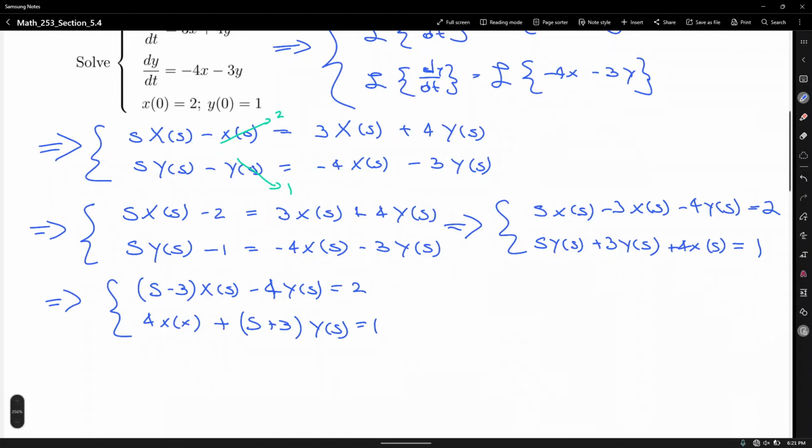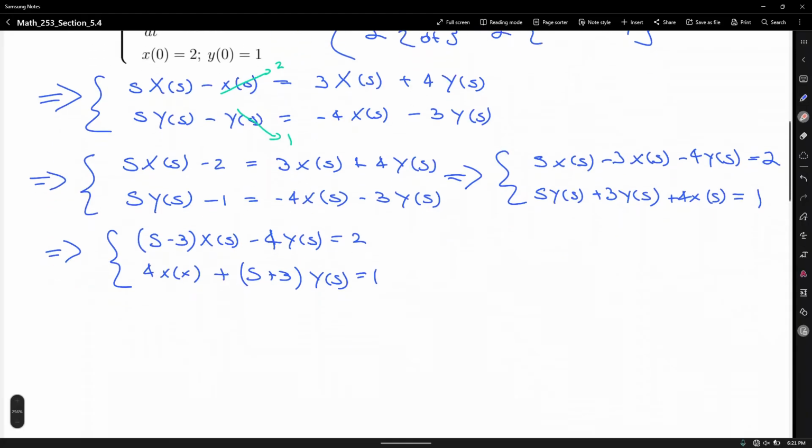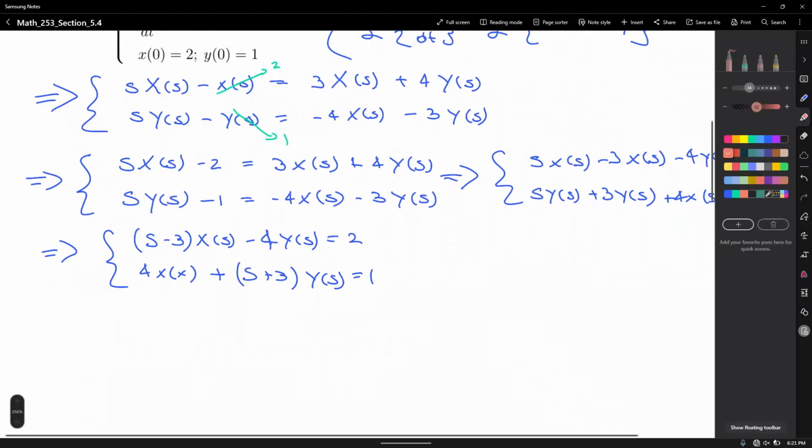We could do an elimination, we can do a substitution, but you know what I'm going to use? I'm going to use Cramer's rule using determinants. For this, again, these are the unknowns. Let me highlight the unknowns: this is X(s) and Y(s). These are the variables, okay?